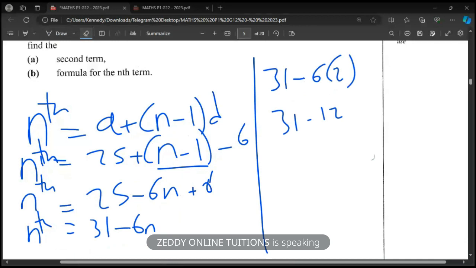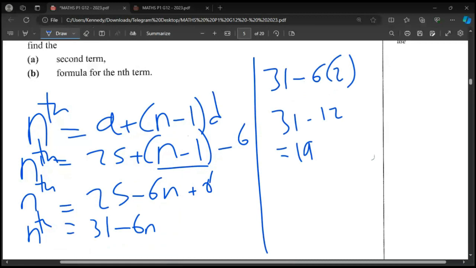Is it giving us 19? 18. Right? It's 18? It's 18, not 19? Now, it's 18. Are you guys doing proper calculations? We are going to be stuck here. We are not supposed to spend a lot of time. Let's end the argument. 31 minus 12. It's 19, guys.